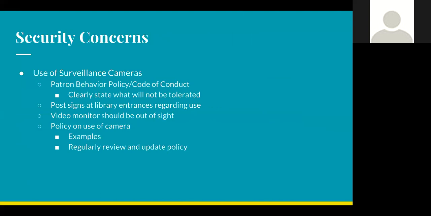All right, so we're going to get into security concerns. One of the things we've noticed while going to our libraries is the beginning of a lot of libraries deciding that they need to use surveillance cameras. Some of you may have been using them for a long time. With all the things that have been happening in schools across the country, schools may have opted to put security cameras in their buildings. They may even decide to put them in the library.